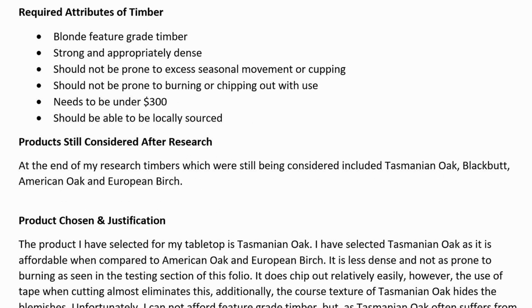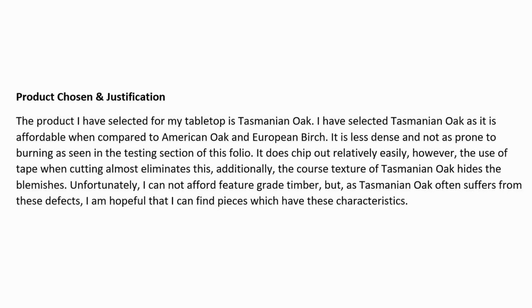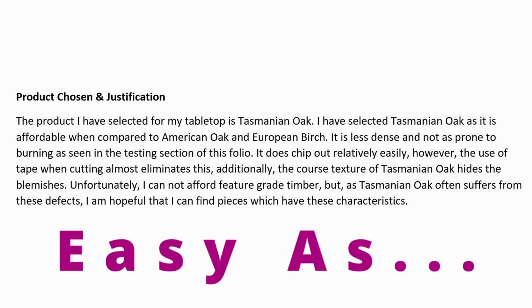Under the heading, products still considered after research. At the end of my research, timbers which were still being considered included Tasmanian oak, blackbutt, American oak, and European birch. Now, of course, you could just list them, bam, but I think a sentence is sometimes a little bit nicer. Now, for the selection and justification section, it's not that complicated.